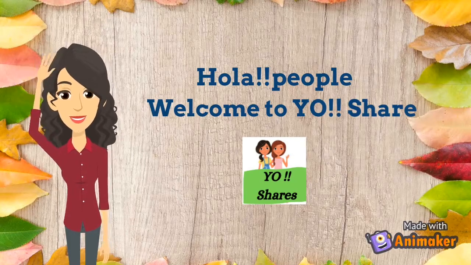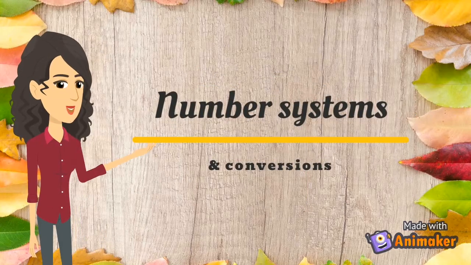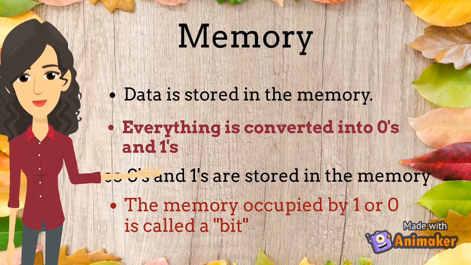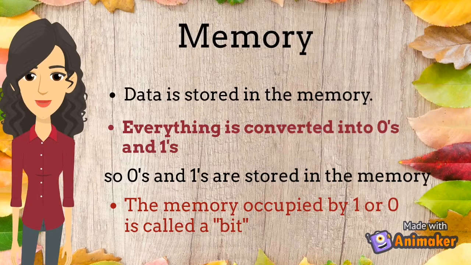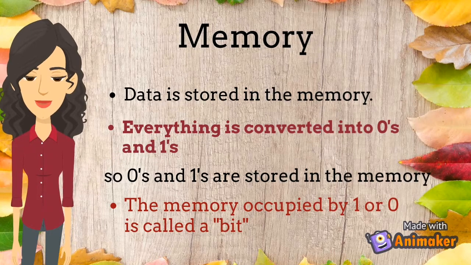In the last video, we discussed that binary language is the only language understood by computer. So, now let's see how everything is converted into binary and how the memory allocation takes place. Come on, let's travel into the world of memory and explore numbers. We know that all the data is stored in memory, but we already said that everything is converted to zeros and ones. So, the memory required to store 0 or 1 is called a bit.